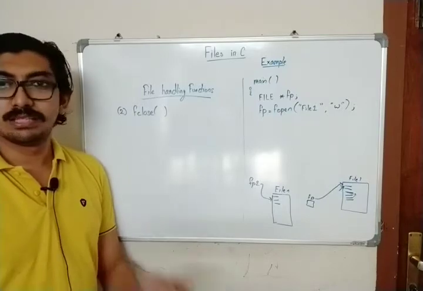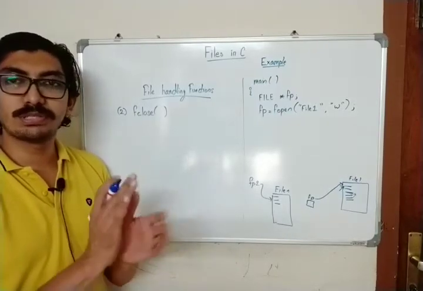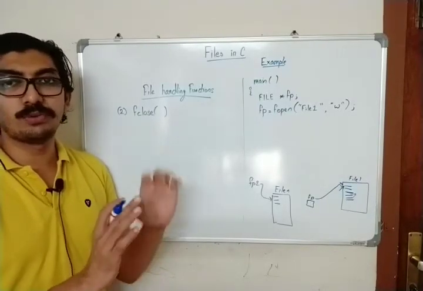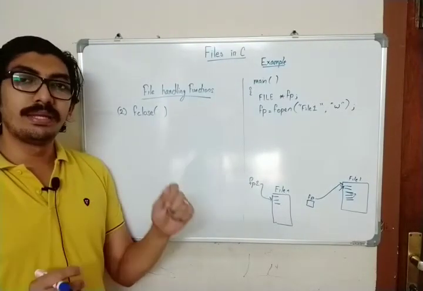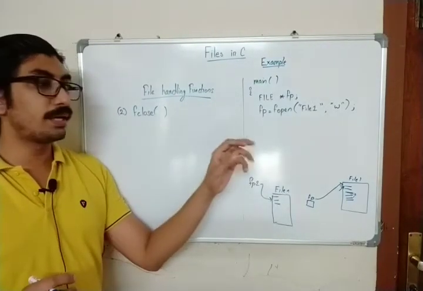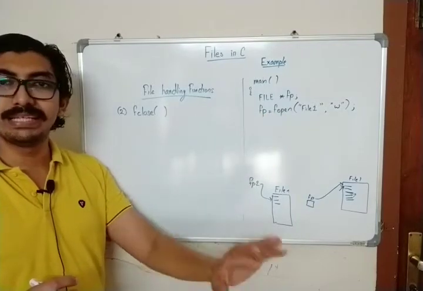Now we will move on to the second functionality, which is fclose, the most simple function. The purpose is also clear. We are going to close the file. We are done with the file, so now we are going to close it. While closing, any memory which was allocated during the fopen function will be deallocated.